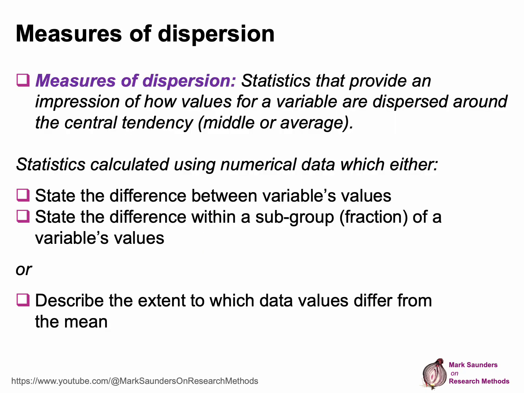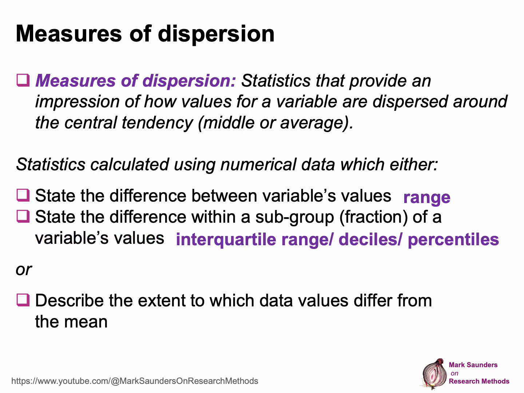Measures of dispersion are statistics that provide an impression of how values for a variable are dispersed around the central tendency. That's the middle value or the average, and we use this to look at numerical data. We either use it to state the difference between a variable's values, and here we'd be looking at the complete range of the variable and its values, or alternatively we use it to state the difference within a subgroup or a fraction of a variable's values, and here we might be using the interquartile range, deciles or percentiles.